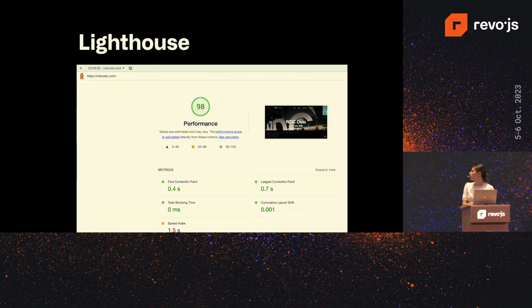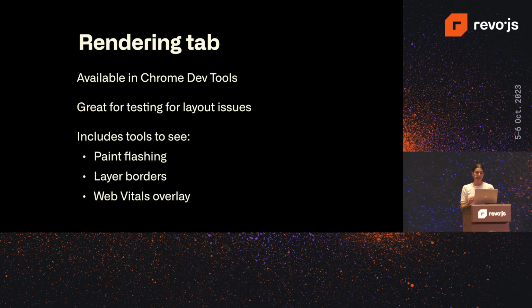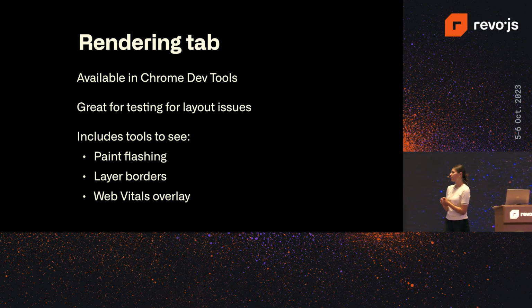And this is the result for the Lighthouse tool. It will give you information about the web metrics as well. And if you go down, there are opportunities. And then last but not least, the Rendering tab, which is also available in Chrome DevTools.